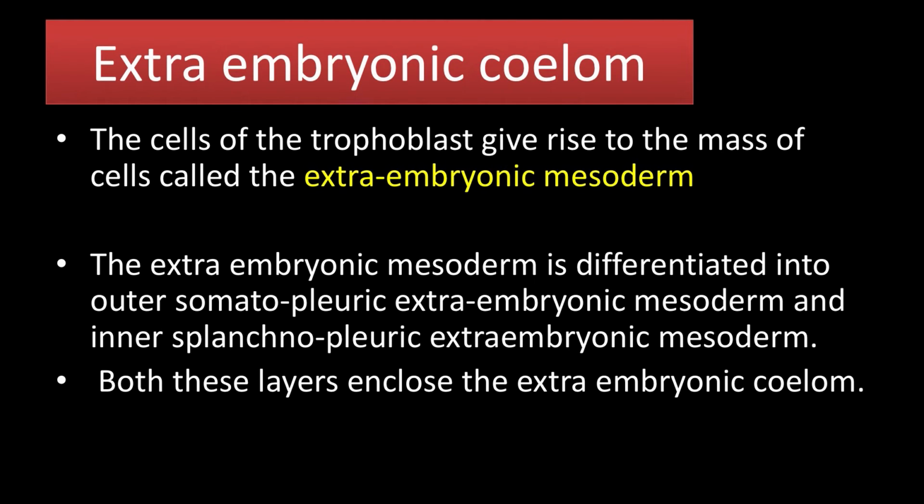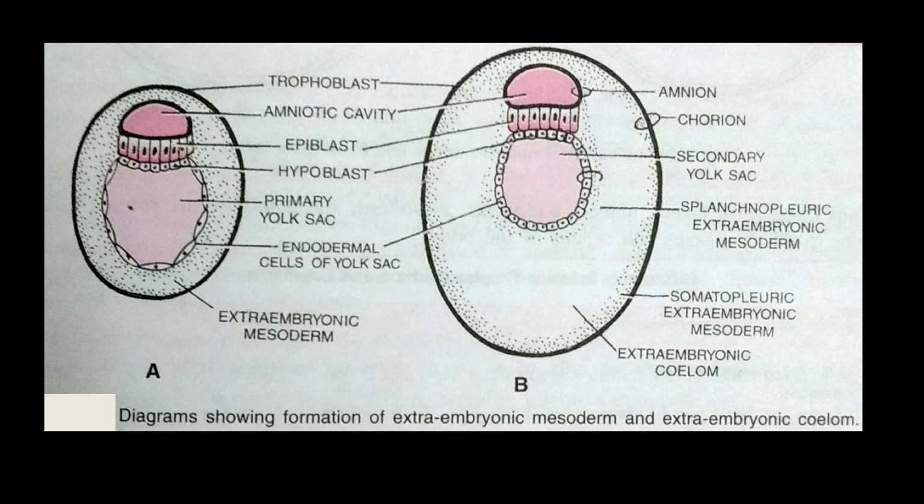Now, what is extra embryonic coelom? The cells of the trophoblast will give rise to a mass of cells that is called the extra embryonic coelom. This extra embryonic coelom is differentiated into the outer somatopleuric and the inner splanchnopleuric extra embryonic mesoderm, and both these layers will enclose the embryonic coelom. Now, in this diagram, as you can see, the trophoblast layer will form the extraembryonic mesoderm that will be differentiated into the inner and outer mesoderm, and in between there will be the coelomic cavity.